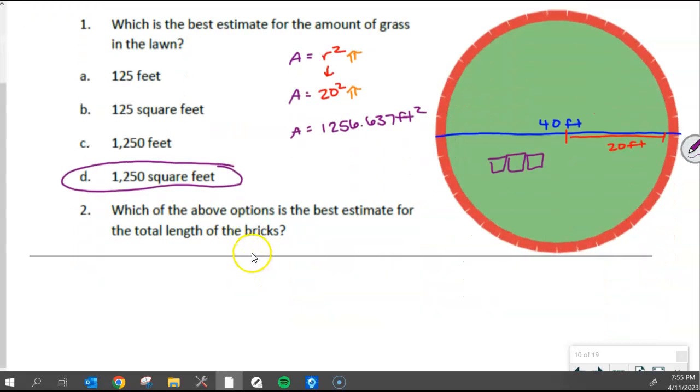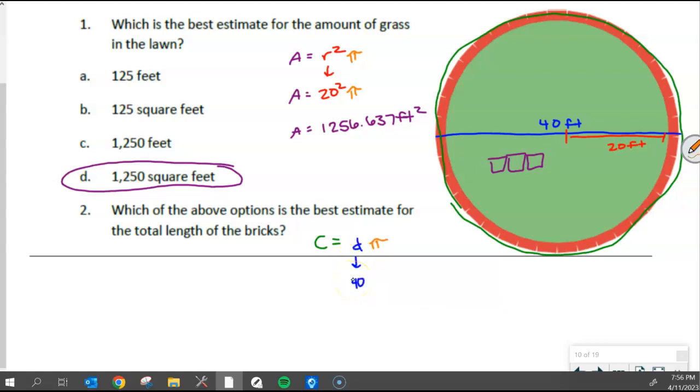And number 2. Which of the above options is the best estimate for the total length of the bricks? So we can see these bricks here on the outside, but again, notice where those bricks are. Those bricks are on the outside. That would be a circumference problem. So circumference, I don't need to use the radius. I can use the diameter that it gave me. Again, that's just the diameter multiplied by pi. But what is that diameter?